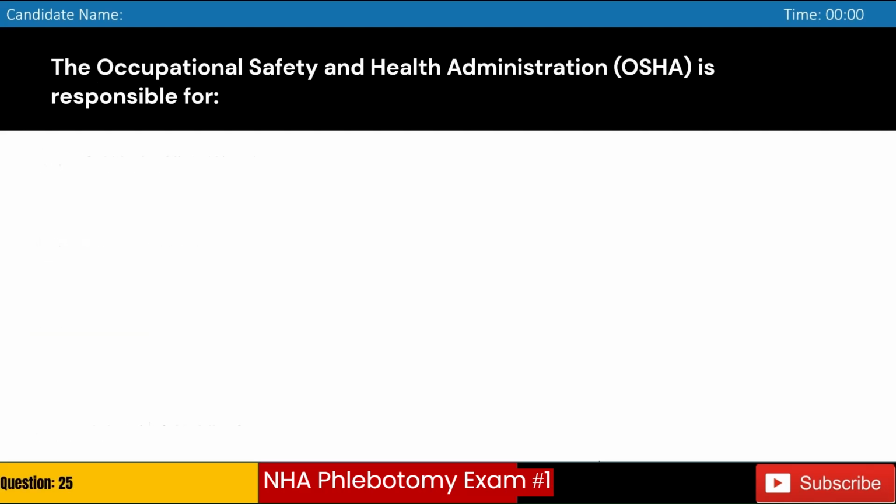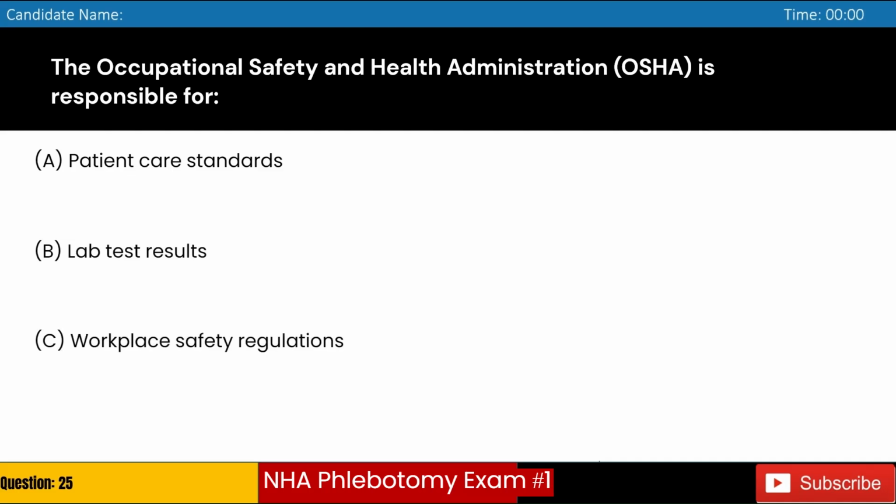The Occupational Safety and Health Administration, OSHA, is responsible for: A. Patient care standards. B. Lab test results. C. Workplace safety regulations. D. Medical billing codes. Answer C. OSHA sets and enforces standards to ensure safe and healthful working conditions.